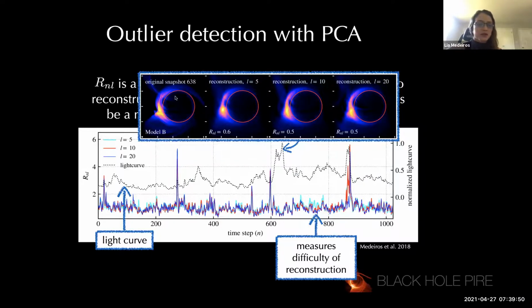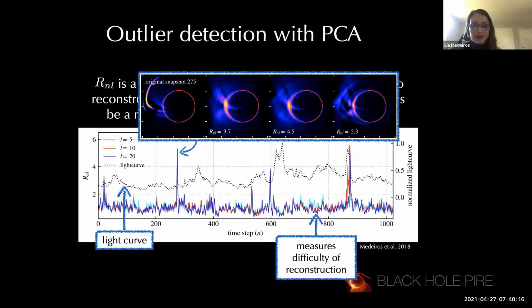This is what the snapshot looks like for that particular time step in the simulation. And this is what it looks like when you try to reconstruct that snapshot using only 5 PCA components. Already you're doing a really great job of reconstructing the overall structure of the image. And then when you use 20 PCA components, which is shown on the right here, you do an even better job. There's also this other example snapshot here that is a significant morphological outlier.